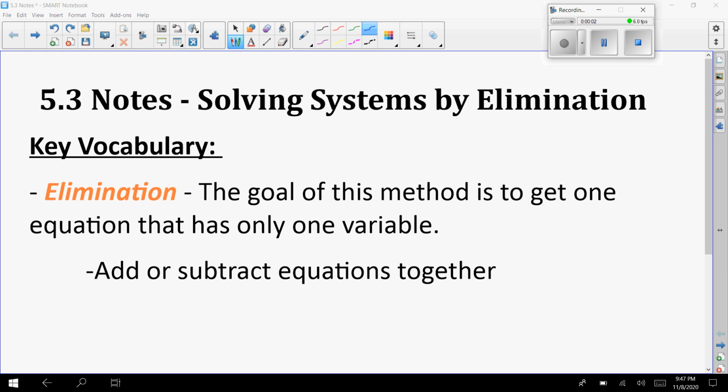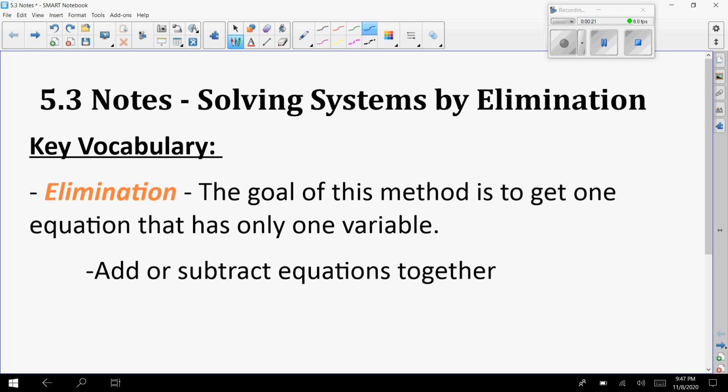Today, we are going to solve systems of equations by elimination. Our key vocabulary is elimination. Elimination: the goal of this method is to get one equation that has only one variable. To do this, we add or subtract the two equations together.